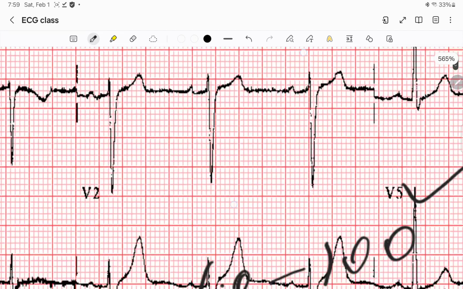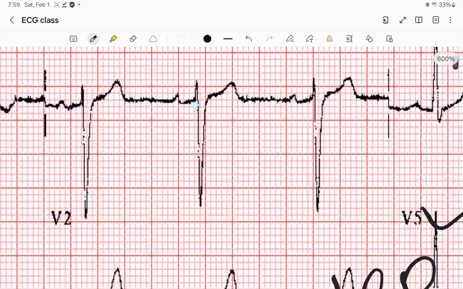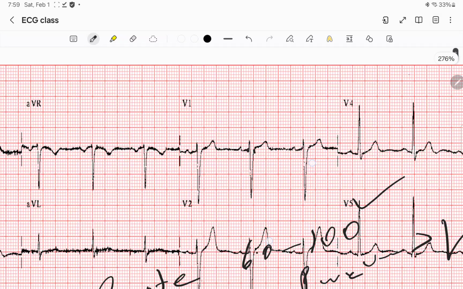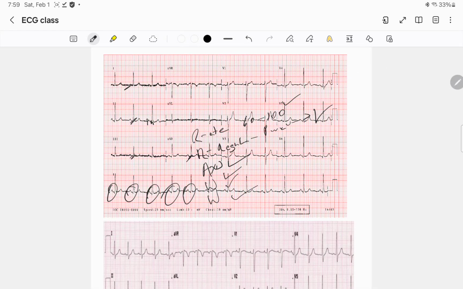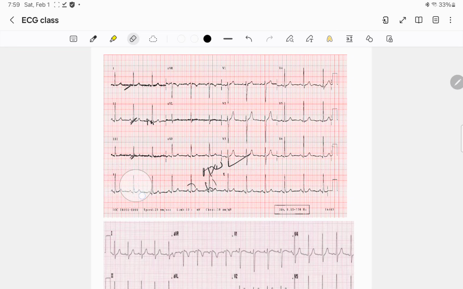And what's the width of the QRS? Is it narrow? This QRS is about, at max, maybe 2 small boxes or 0.08 seconds. So that is satisfied as well. So this is a sinus rhythm ECG at a rate of 72 beats per minute. The next step would be to check the axis.